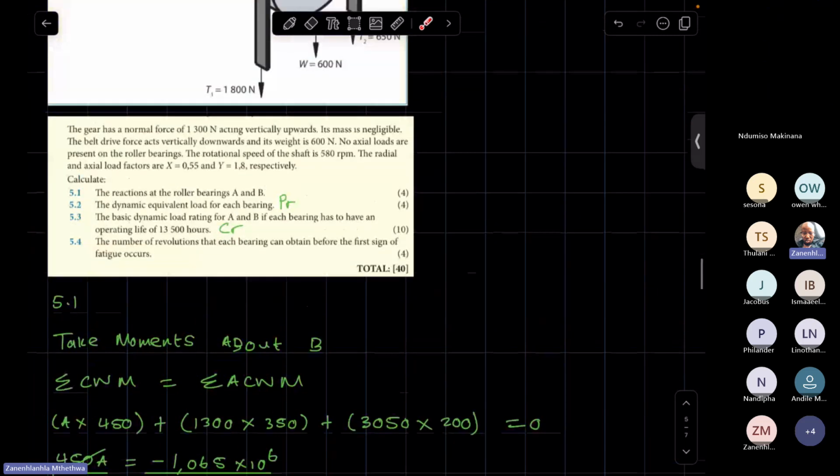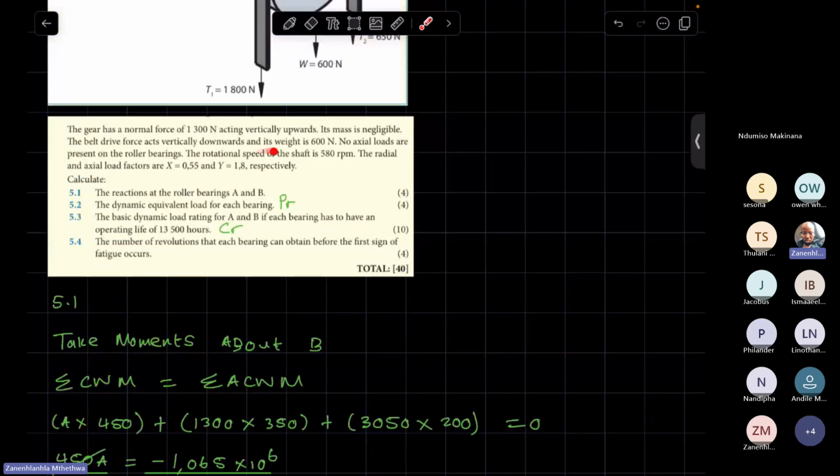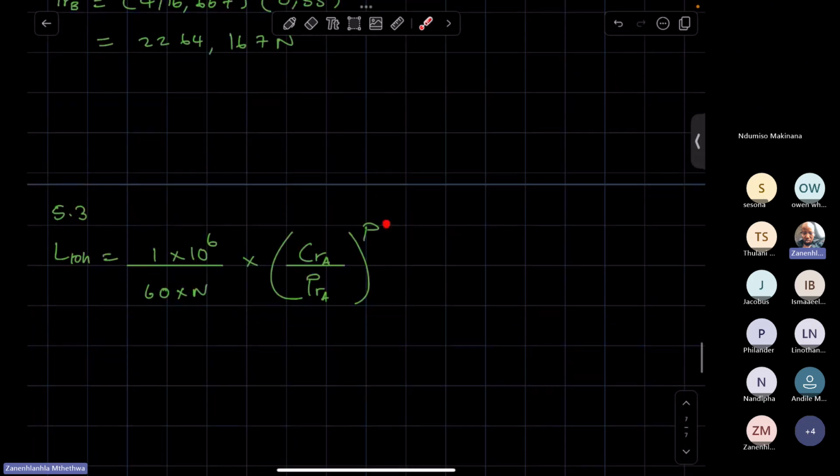The rotational speed of the shaft is 580 revs per minute. Now, these are roller bearings, as they mentioned here as well. And the exponent P for roller bearings is 10/3. So remember, for roller bearings, the exponent P is 10/3. For ball bearings, the exponent P is 3.